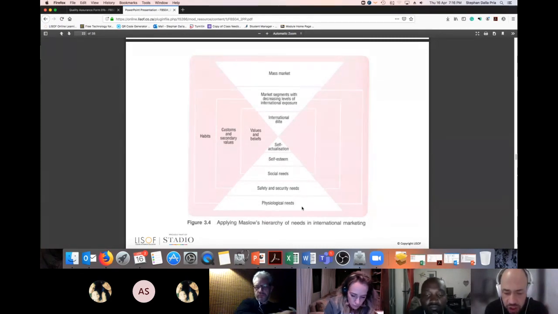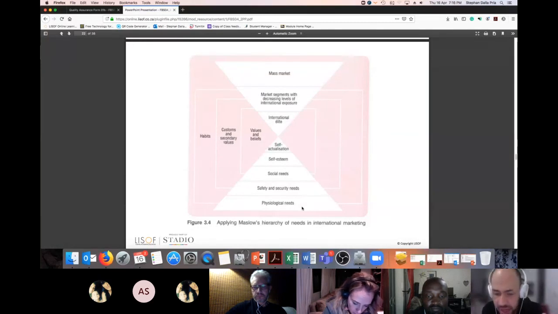As you look at physiological needs at the bottom of the pyramid, follow the prism up and see that it corresponds with the mass market. Does that make sense? You read it from the outside in. So what corresponds with safety, security, and physiological needs? The mass market. So you're basically saying the mass market needs two things.